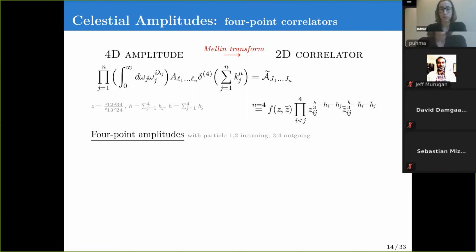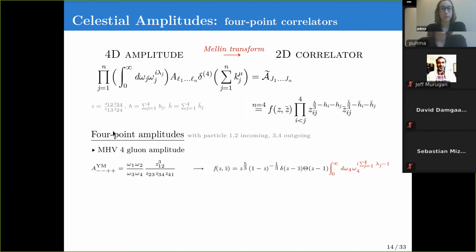And again, let's take 2 particles incoming and 2 outgoing. The MHV4 gluon amplitude takes this expression in the energies and the zij's. Once you Mellin transform the full amplitude, it takes this form, where the function f is now given by some particular expression in the cross ratios to some powers. And this is expected for a 4-point CFT correlator.